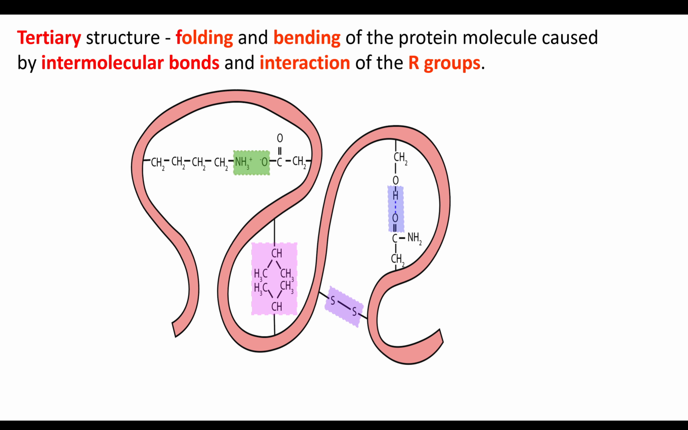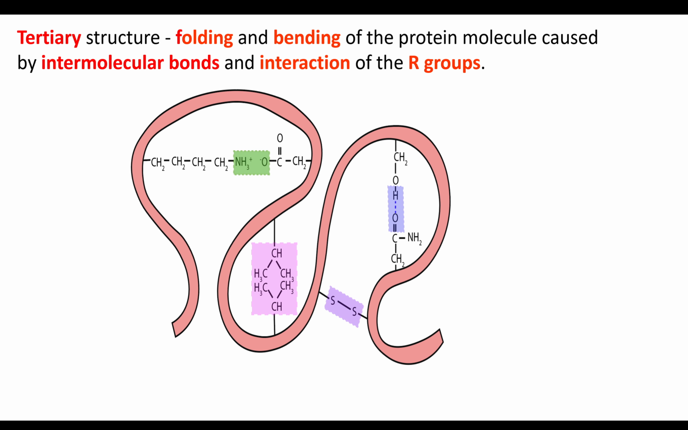If we move on to what's known as the tertiary structure then, this is where the polypeptide is going to fold and bend, and this is due to even more intermolecular bonds and interactions, but this time of the R groups.